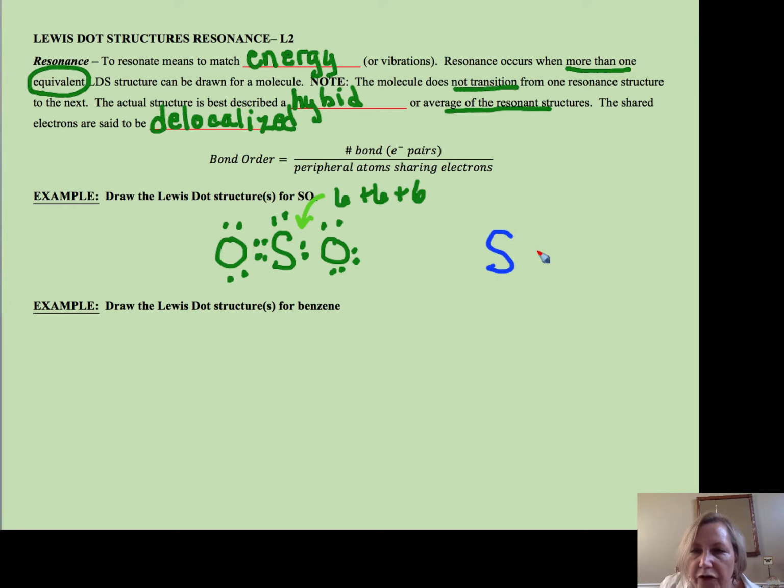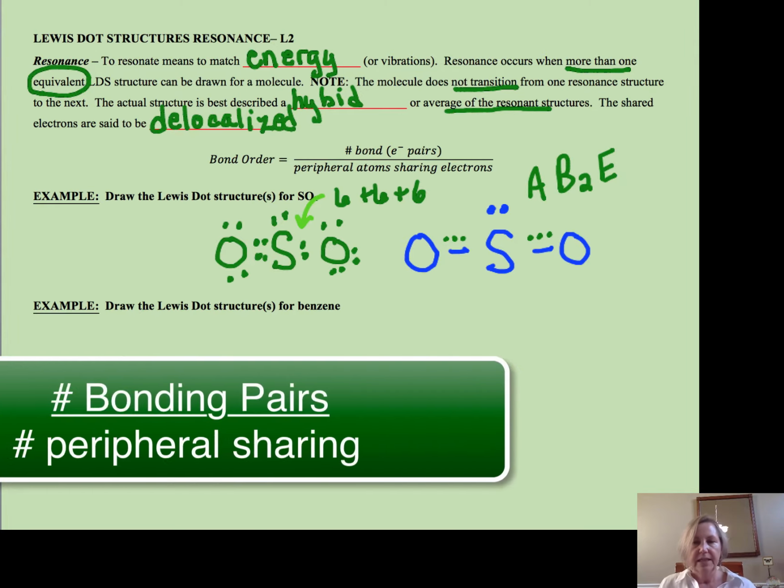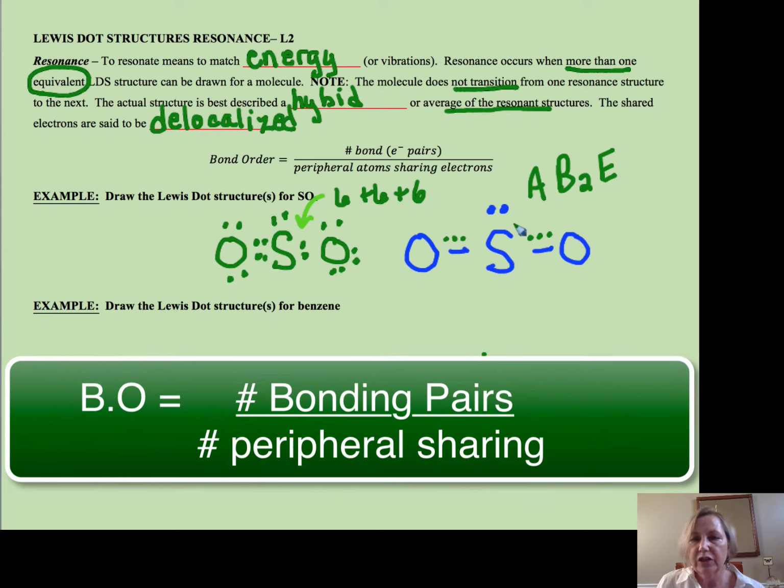We have a sulfur to an oxygen. There has to be a full bond. Don't forget that non-bonded pair. But what is different is I have a partial bond that we will designate with dots because it's not a full bond. This would be an AB2E structure. Okay? And these are delocalized.